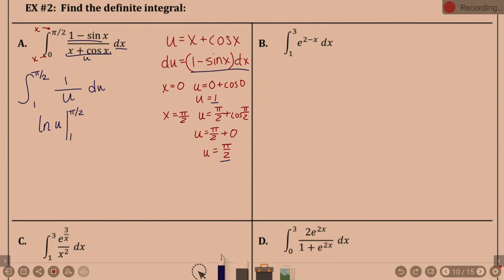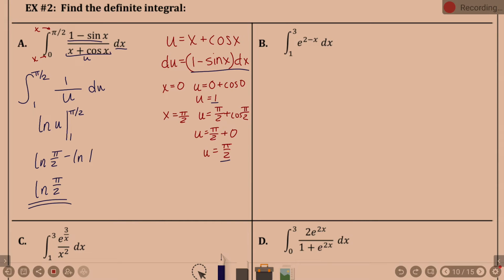Because we changed those boundaries, we just get to plug in. Evaluate upper minus lower. Natural log of pi over 2 minus natural log of 1. What do we know? Natural log of 1 is 0, so we're just going to say natural log of pi over 2.